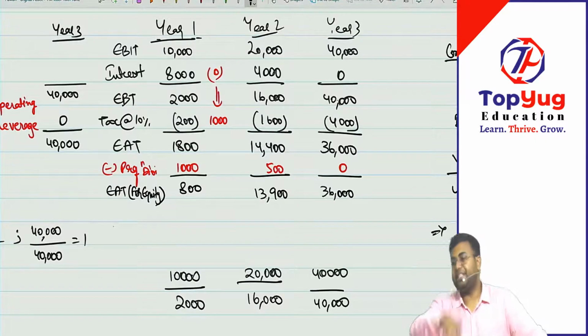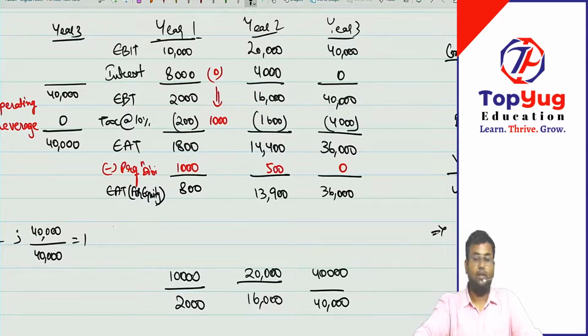Let us take the easiest first. Which is the easiest one? Year 3. Yes. Why? No interest. No preference dividend. No interest. No preference dividend. Right? You have EBIT of how much? 40,000.